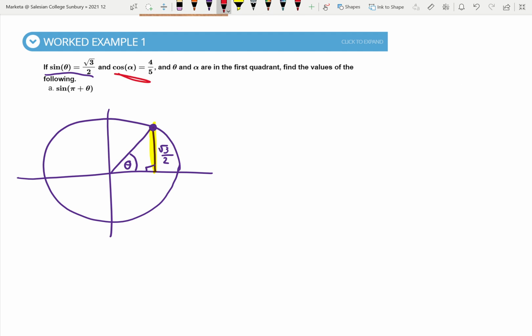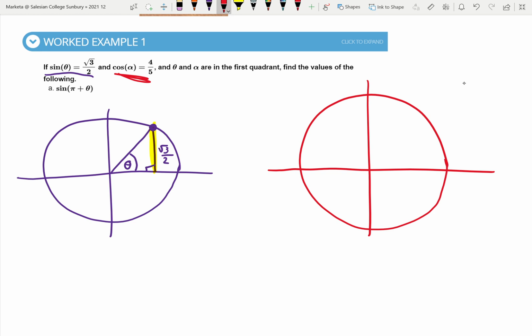So now let's draw what is to do with the angle alpha. It's also in the first quadrant, our angle is alpha, and the cos value, and cos refers to the base length of the triangle. So this cos value here is 4/5. This length of the triangle horizontally is 4/5, and it has an angle of alpha, whereas the height of this triangle over here is root 3 on 2, and the angle is theta. So it's really important that you can separate the two, and that's where people go wrong a lot of the time.